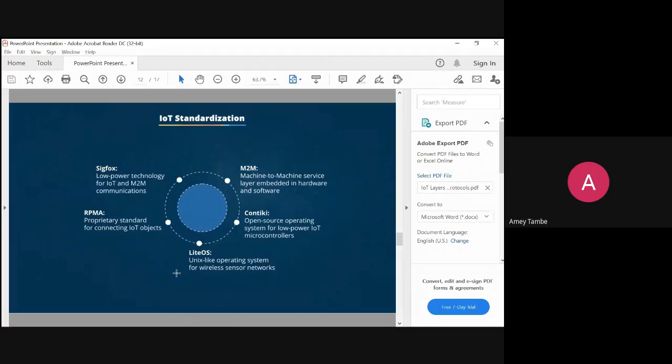Then you can have RPMF as a proprietary standard for connecting IoT objects, or you can have Sigfox, which is again a proprietary one, but with a very low power technology for machine to machine communication. So you can have all these standards, or you can use an open source standard to formalize your IoT infrastructure.